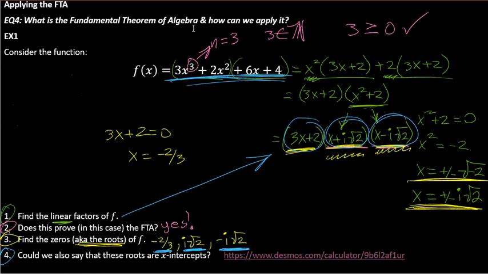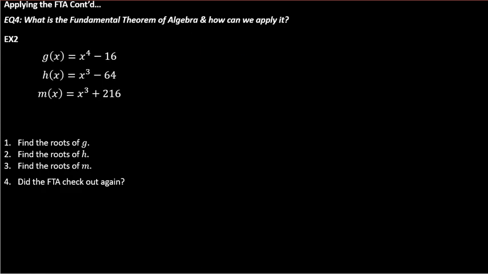Okay, those roots, or zeros, are also the x-intercepts for the graph of this function, right? Just to kind of summarize in case I lost anybody. Okay, so almost done. So now let's look at a few more examples. Okay, so we're being asked to find the roots of g, right? So this guy here, easy peasy.